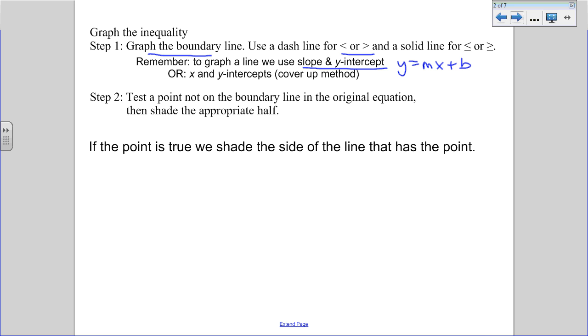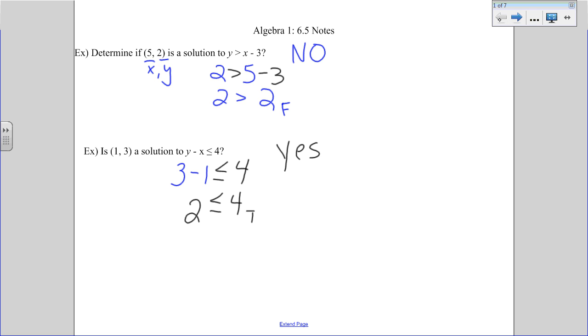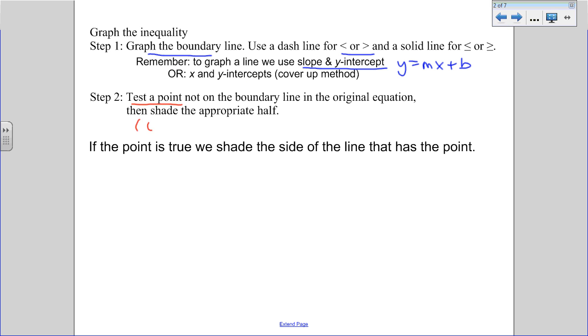We then need to test a point not on the boundary line in the original equation. And so what we're going to do is test something similar to what we just did in the first 2 examples. So we could test 5, 2, we could test 1, 3. But I'd like to make it pretty easy. So what I'm going to do is test 0, 0. I want to see whether 0, 0 is a solution. And if it is, then I'll shade that side of the line. If you don't have 0, 0 written down, I'd get it written down now. If 0, 0 isn't a solution, then I'm going to have to jump to the other side of the line.